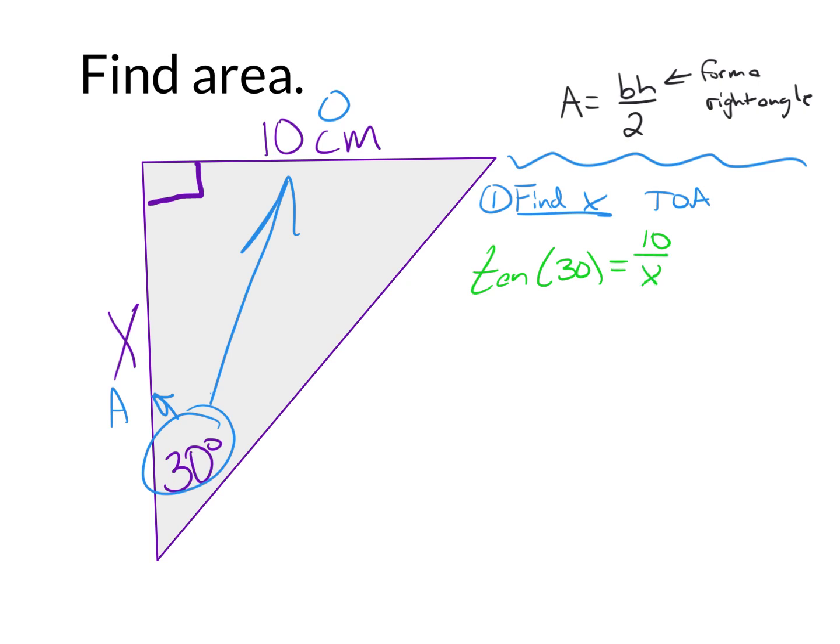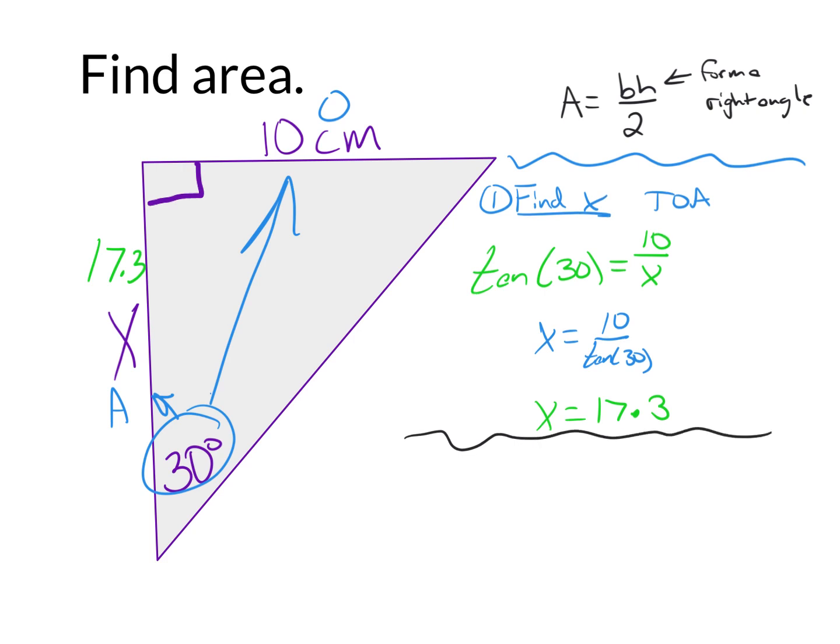X is on bottom, so I know that I'm going to divide, so it's going to be x equals 10 divided by tan 30. Then I plug that in the calculator, 10 divided by tan 30, and I get 17.32, rounded to the first decimal place. So that now tells me that x is 17.3. Now that I have that, I have my base and my height that I can multiply.